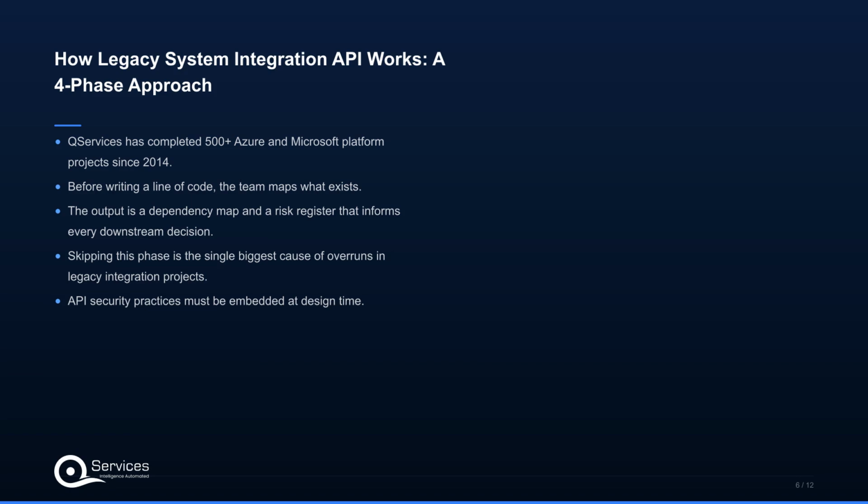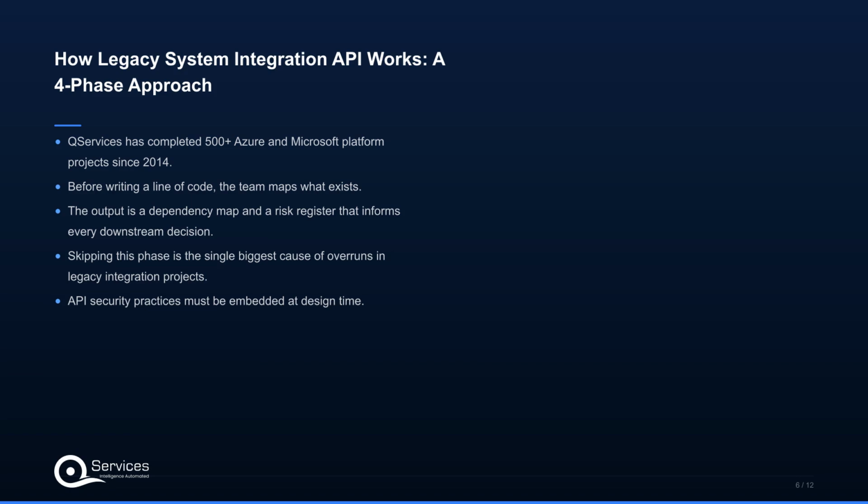Before writing a line of code, the team maps what exists. An Azure infrastructure assessment covers the legacy system's data model, network topology, authentication mechanisms, throughput limits, and failure modes. An Azure security assessment during this phase surfaces hidden risks.